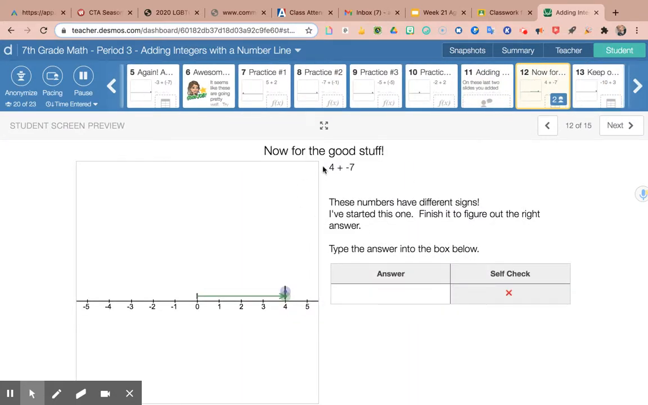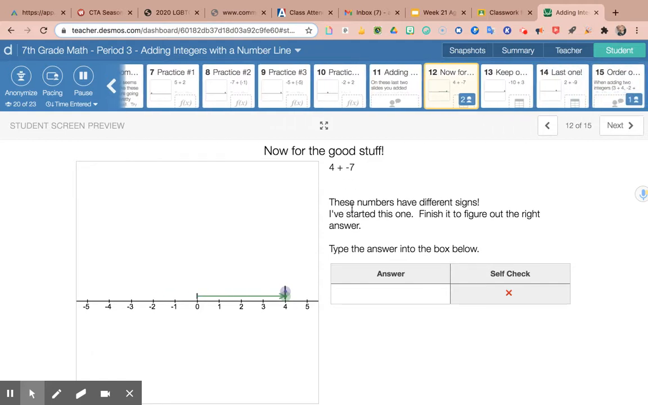Number 12, it says this. Now this is the important part. So those were before, when we were adding both positive or both negative numbers. This is where we're going to change directions. So +4 is 4 to the right. And then -7 means I'm going to start where I left off, and I'm going to go 1, 2, 3, 4, 5, 6, 7. So I went left 7. I ended up at -3.